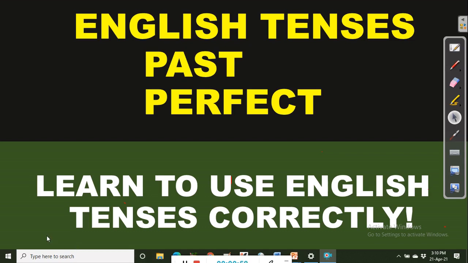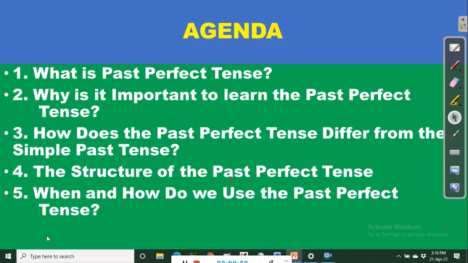Without much ado, let's dive into the lesson. First, we look at the agenda for today's episode. Number 1, what is past perfect tense? 2, why is it important to learn the past perfect tense? 3, how does the past perfect tense differ from the simple past tense? 4, the structure of the past perfect tense. And 5, when and how do we use the past perfect tense? We are going to look at this one by one.